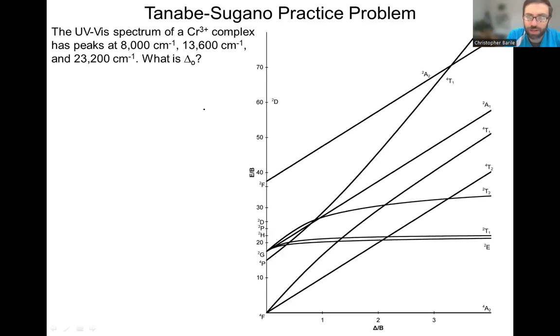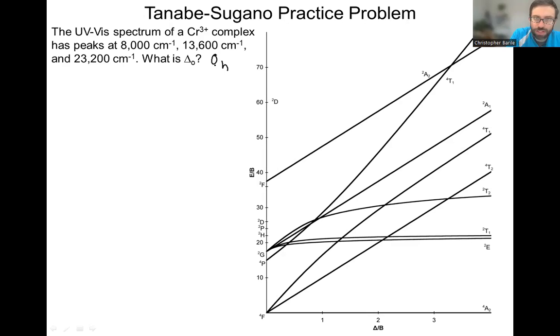We're given the identity of the complex. We don't know anything about what ligands are involved, but we're asked for delta O, and that's a key thing, because that's telling us that this is actually an octahedral complex, because you can't have delta O if it's anything else. So it's not tetrahedral. That would be delta T. So we know it's octahedral. That's the first part. We know we're going to have to use a Tanabe-Sugano diagram to calculate delta O.